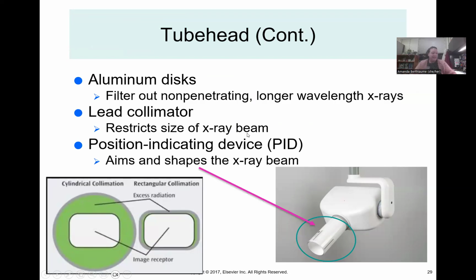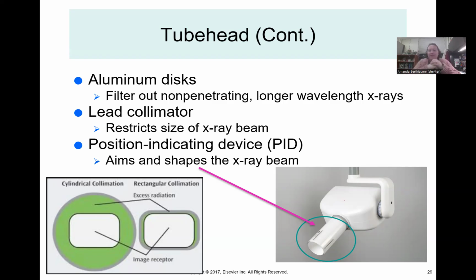The tube head is attached to a collimator, right? So there's been different shapes, round or rectangular, and there's aluminum discs in there that will filter out, right? We're really trying to get all of this radiation to come through and be very specific to where it is going. So those filters are going to filter any of the scatter radiation or any radiation and kind of hone in exactly where we need it to go.